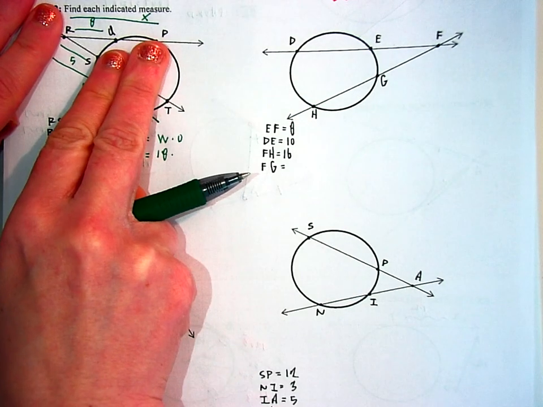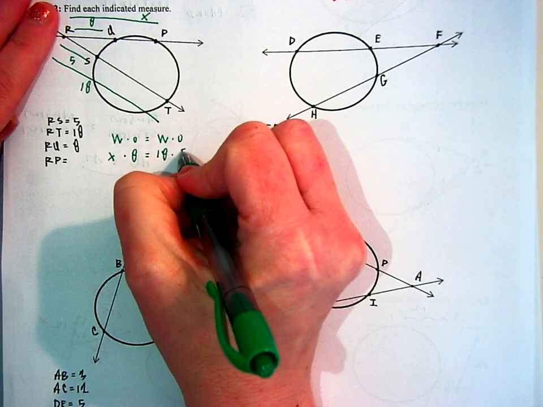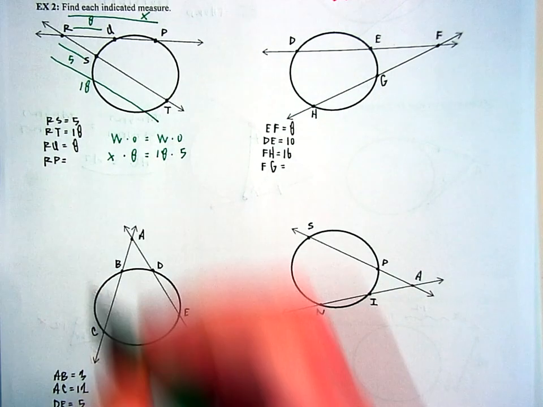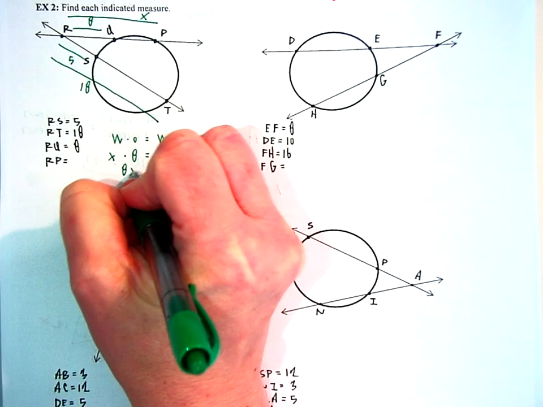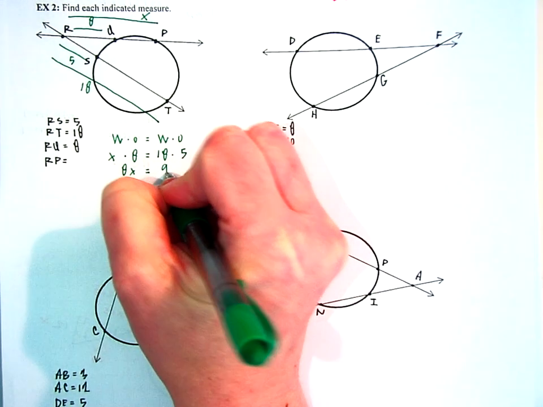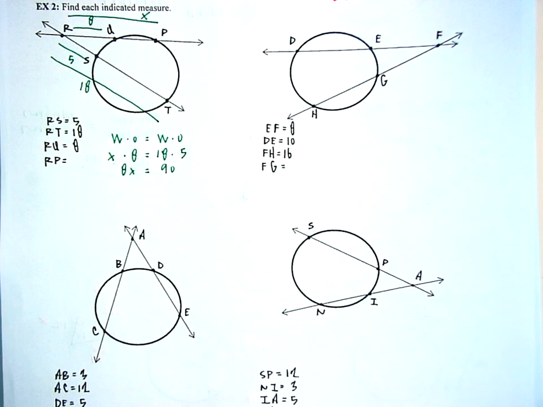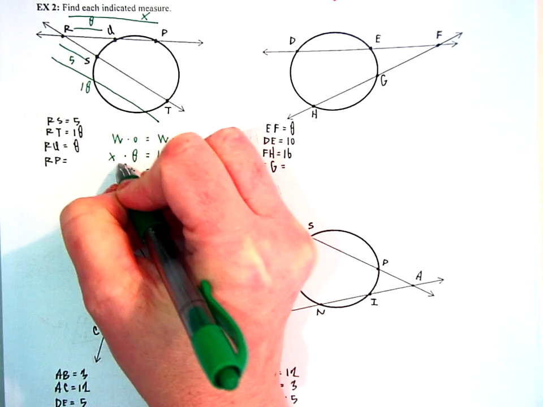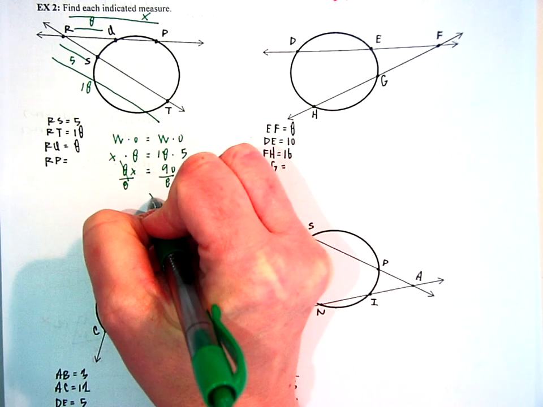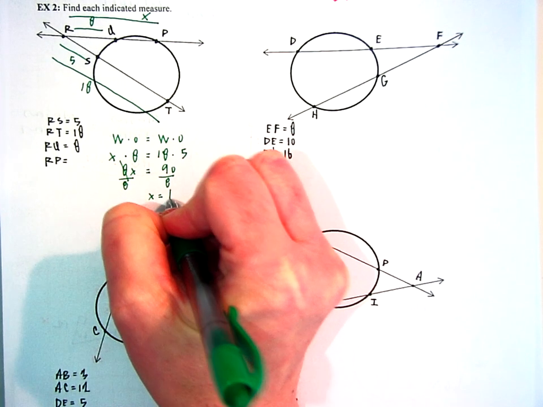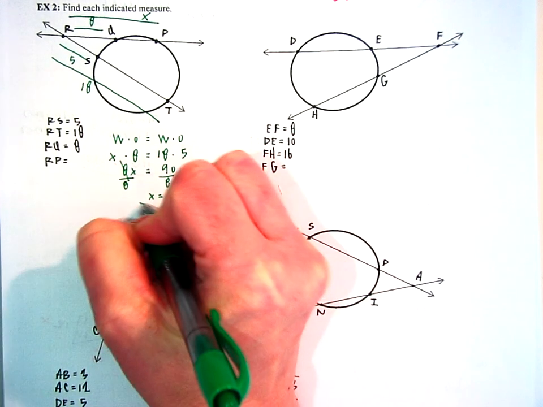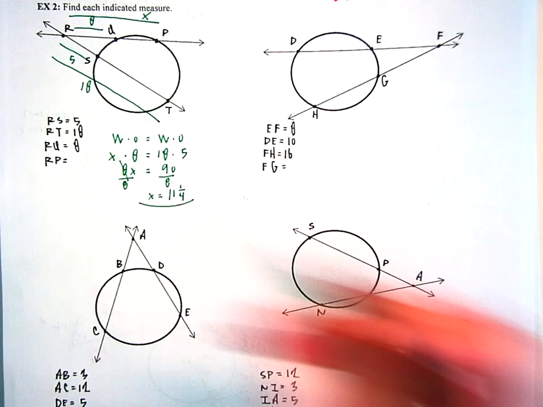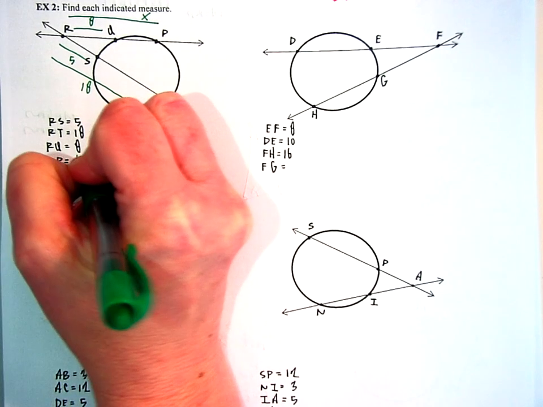And my outside is 5. Okay, so when I multiply, I get 8x is equal to 90. And then I'm just solving for x. So I'm going to divide by 8. And I get that x is equal to 11 and 1/4. So the measure of RP is 11 and 1/4.